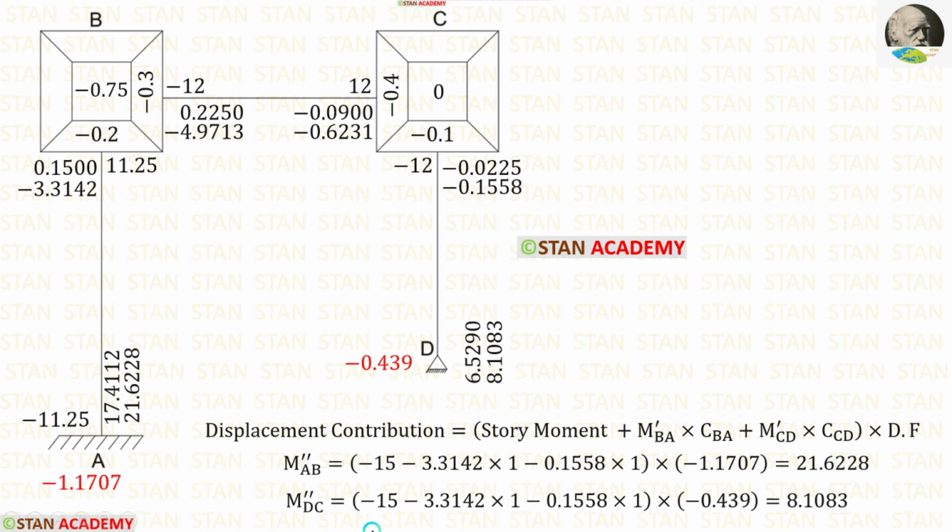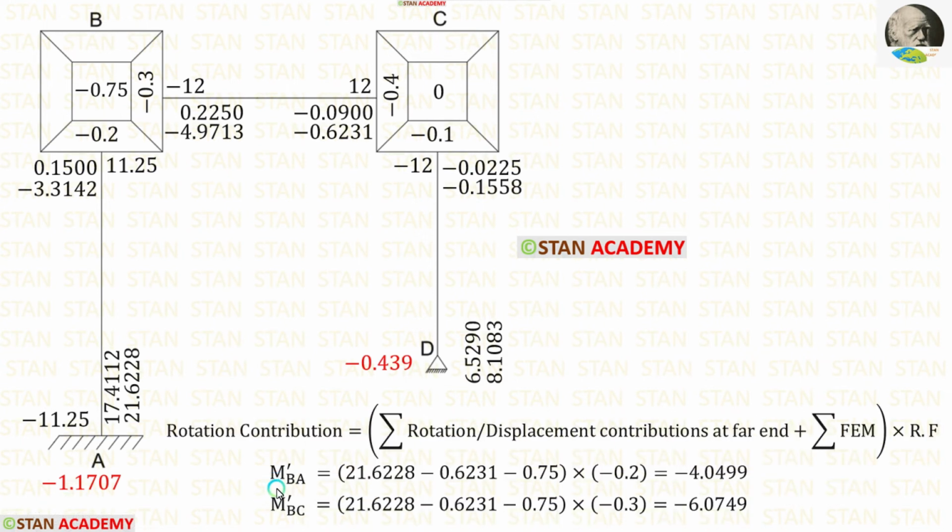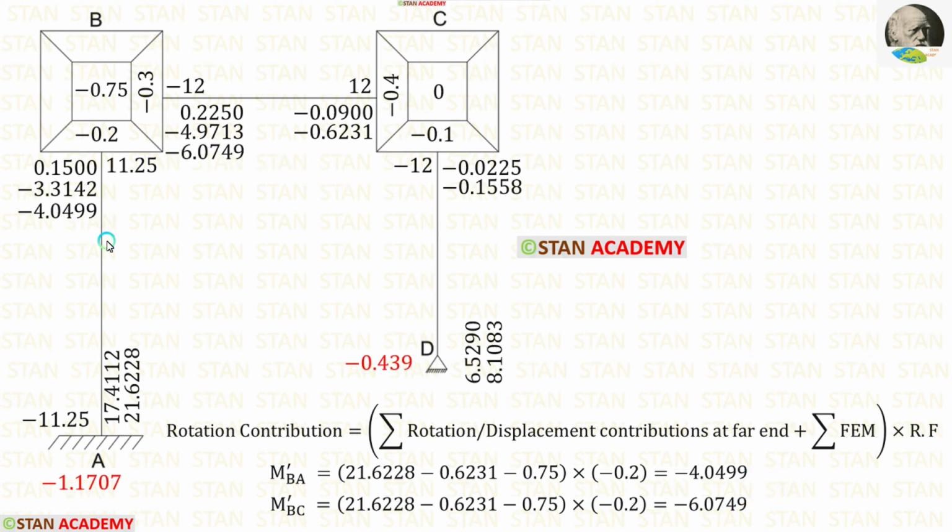Let us start the third iteration. Let us find M'BA. In the point A, we have the displacement contribution, and in the point C, we have the rotation contribution. The summation of fixed end movement is minus 0.75. The rotation factor for BA is minus 0.2, and the rotation factor for BC is minus 0.3. After the calculation, we are getting M'BA and M'BC. Let us apply the values of M'BA and M'BC.